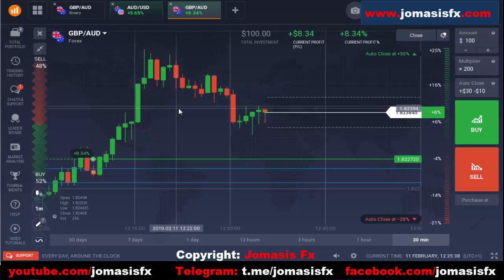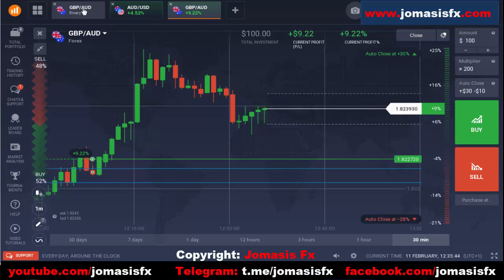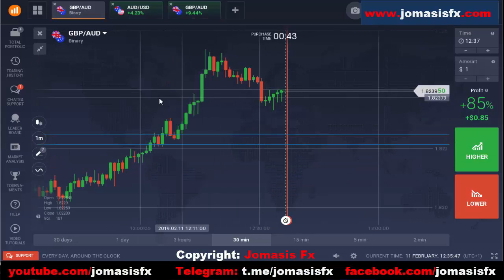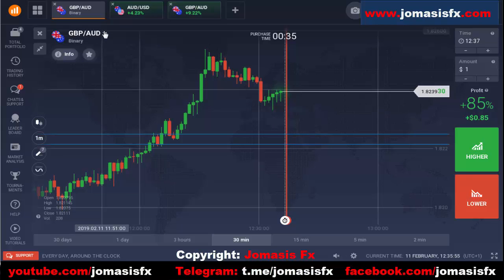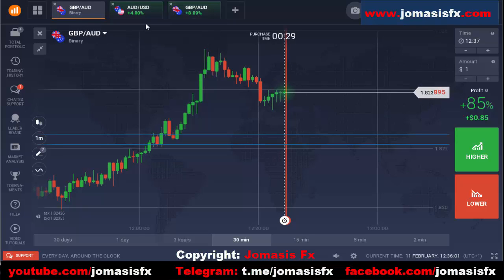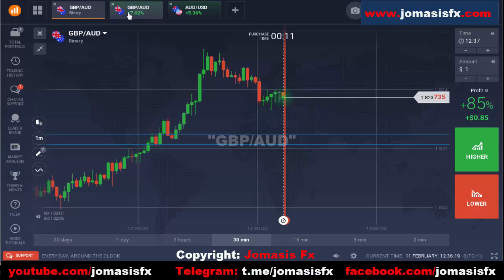The first thing I'm going to walk you through is binary options. As you all know, I've been making tutorials about how to trade binary options. Talking about the difference, I have opened both a binary options chart and a forex chart, so that you can see that they have some similarities and differences. This is GBP AUD, and this is binary.